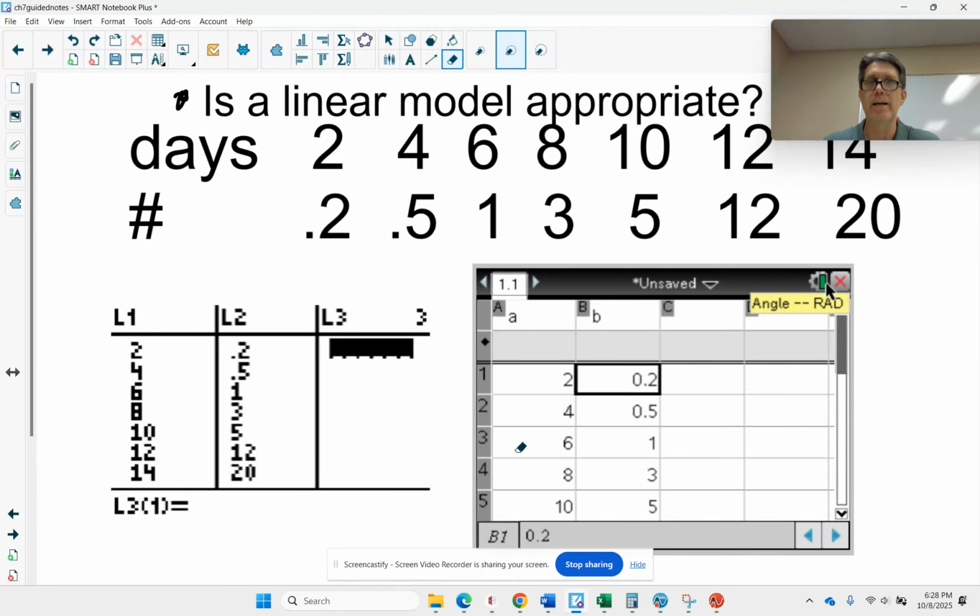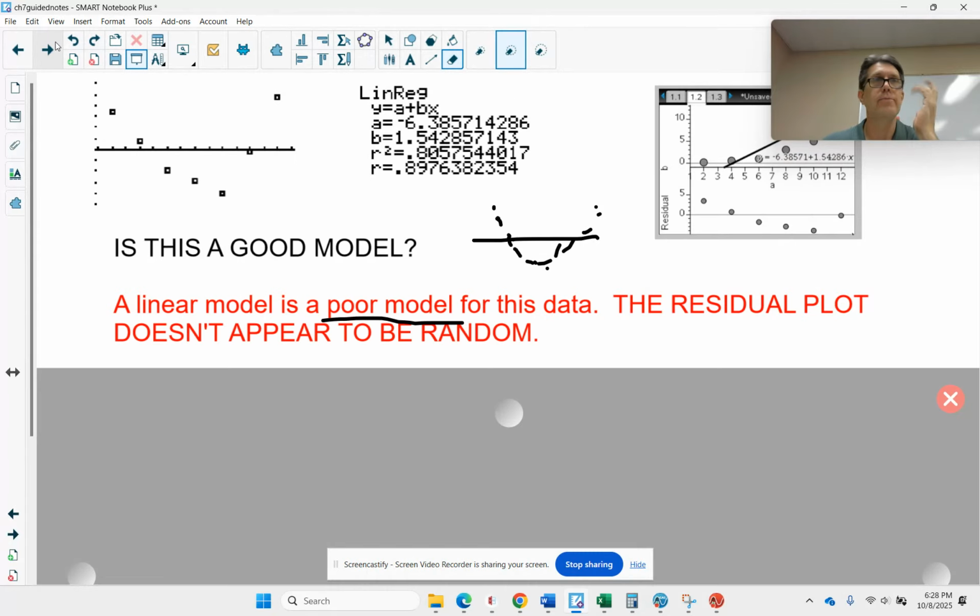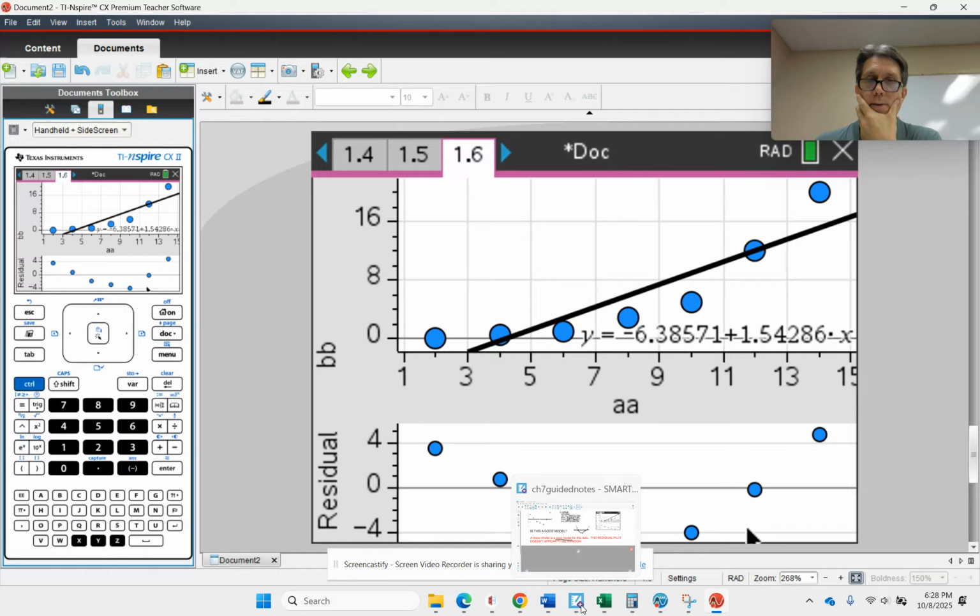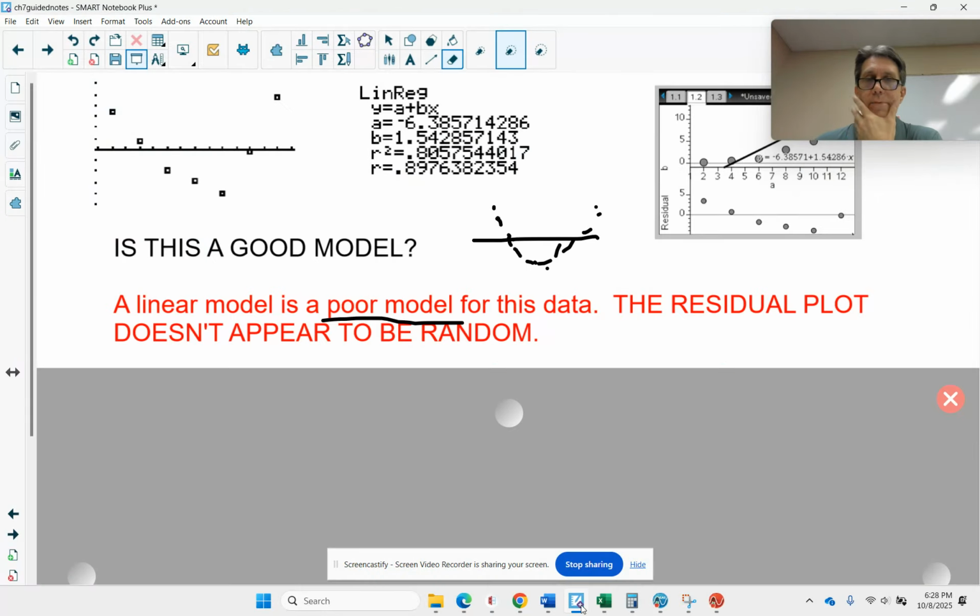So if I'm answering, is a linear model appropriate, or is a linear model a good model? Same question, just worded in a different way. My answer is a linear model is not. It's a bad model because the residual plot is curved. Now, if you're still writing that stuff down, you can pause the video as needed.